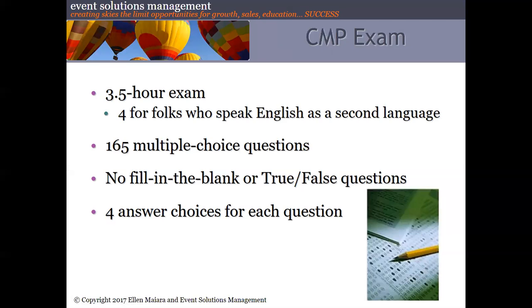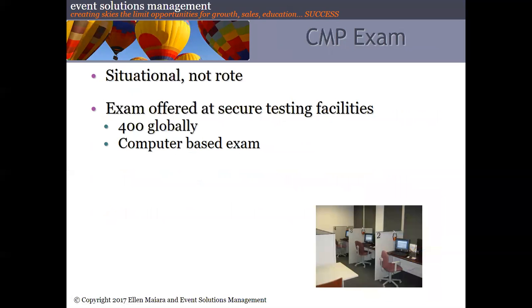And it's never A and B, C and D, all the above, none of the above. It's always 4 plausible options. Okay, the questions themselves are situational. They're not rote. So what the heck does that mean?